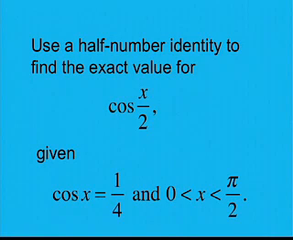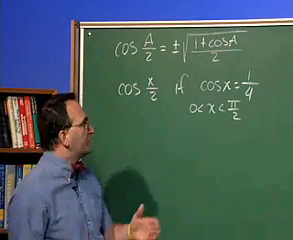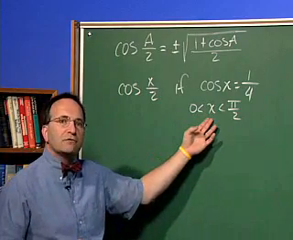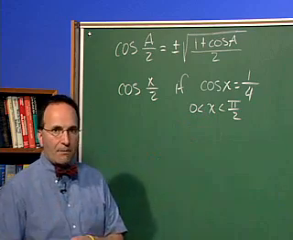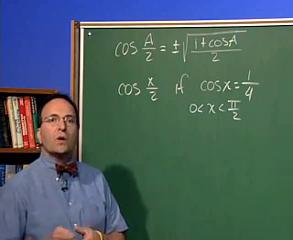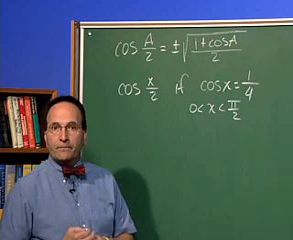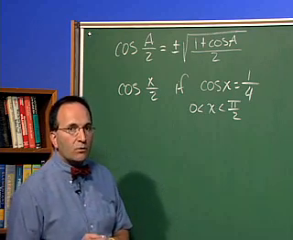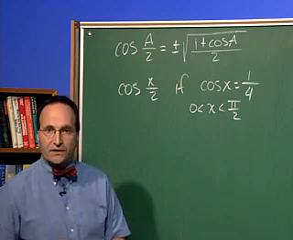Use a half-number identity to find the exact value for cosine x over 2, given that the cosine of x is equal to 1/4 and x is between 0 and pi over 2. Now, since the x is in quadrant 1, then the half number, that is x over 2, will also be in quadrant 1. The exact value for cosine in quadrant 1 will turn out to be then positive.